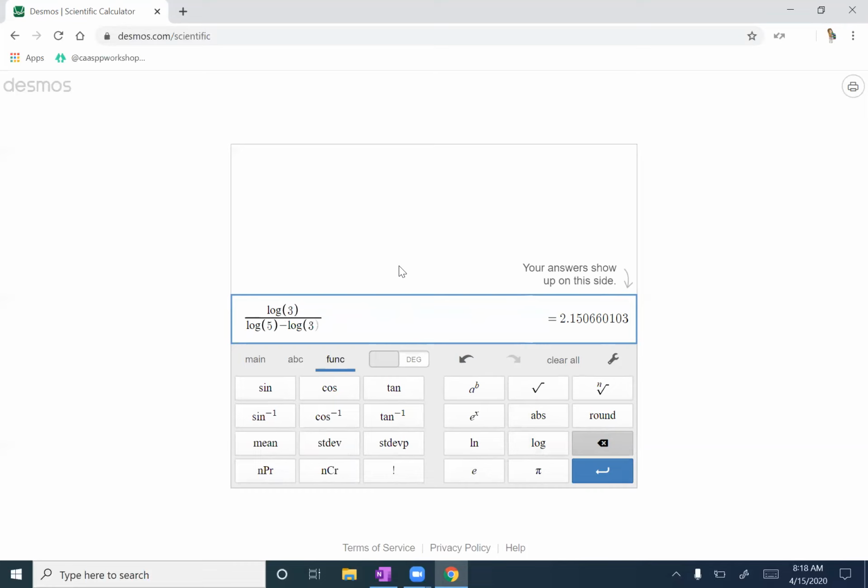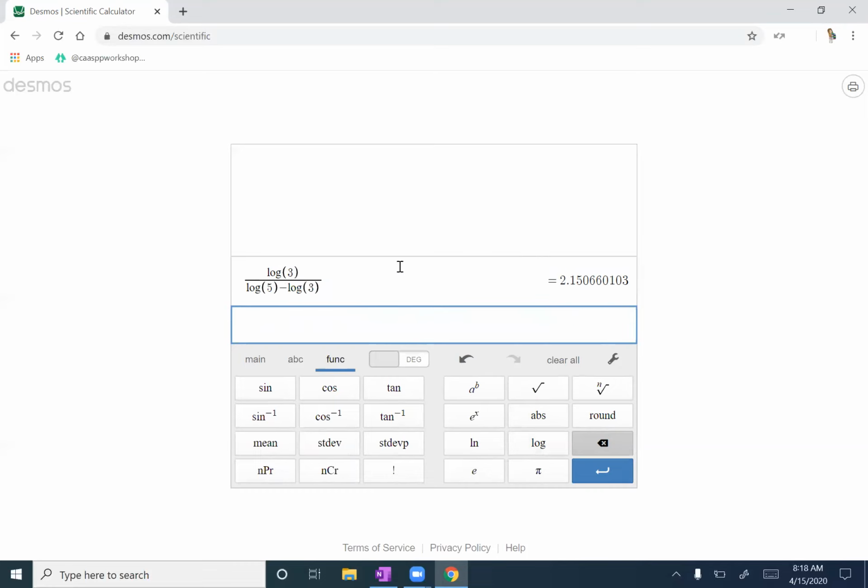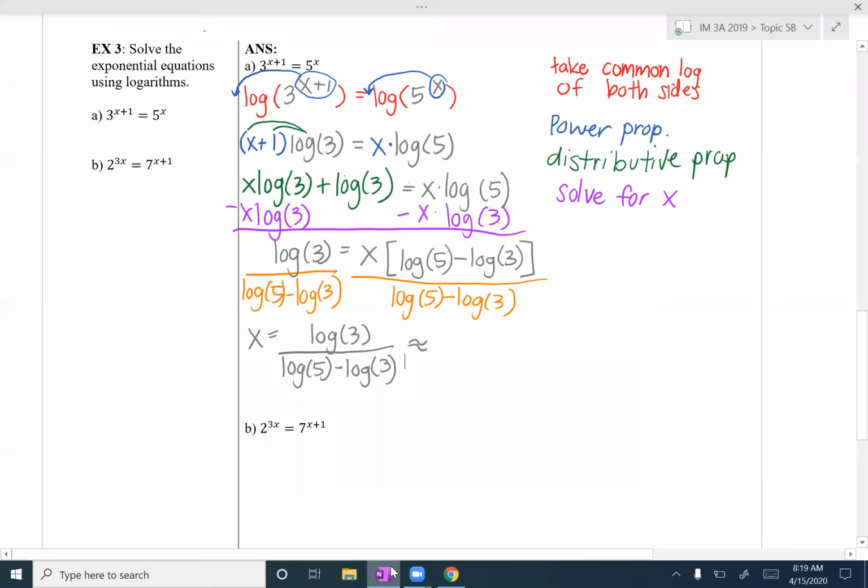They did not give me a number to round to, so I'm just going to do to the nearest hundredth for this. So I'm going to do 2.15 as the answer. So the answer is about 2.15.